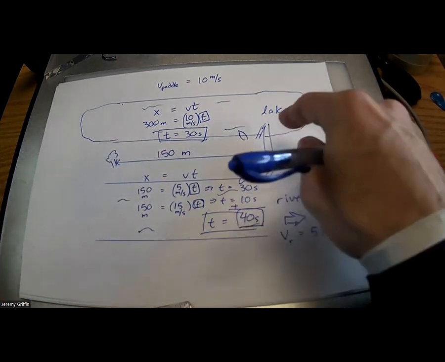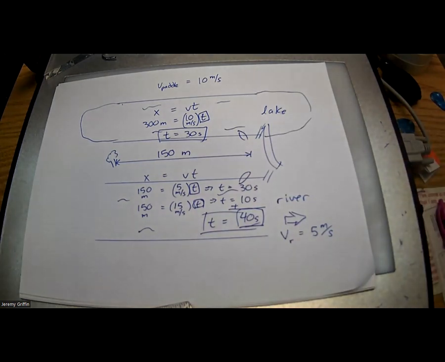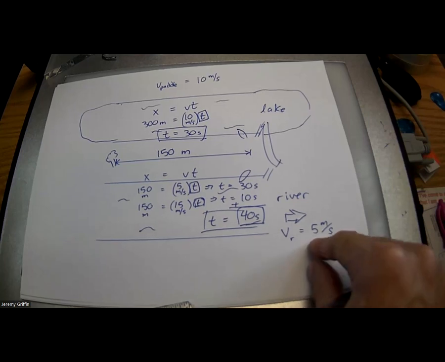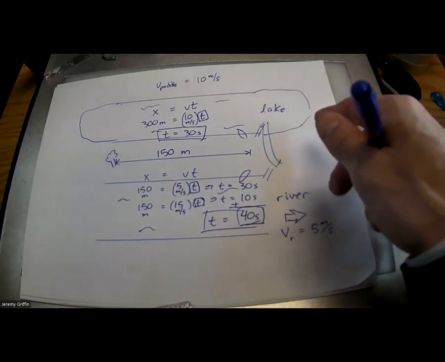Right. So if you thought you would win the race in the lake, you are correct. And again, it could have made any river current, it wouldn't have mattered. It could have made 1 meter per second. You still win the race in the lake.